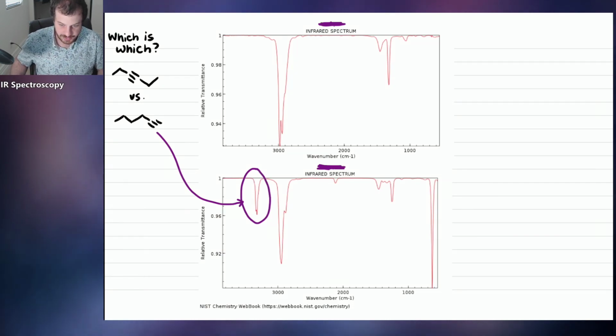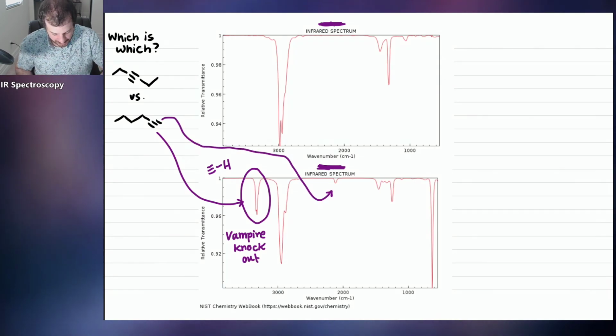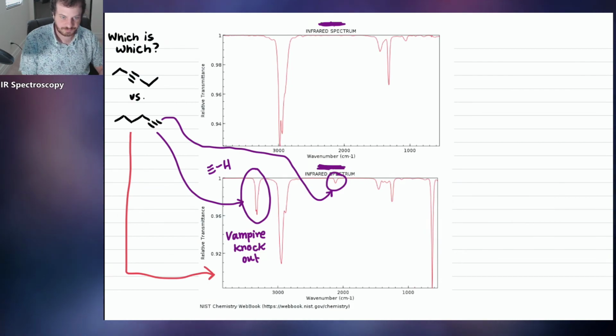So what you can see here, we have something around our 3200 area, and that's going to be corresponding to the alkyne CH bond, which is a vampire knockout. We can also see the CC triple bond evidence right here in that desert region around 2100, 2200. So definitely this alkyne is represented by this spectrum.